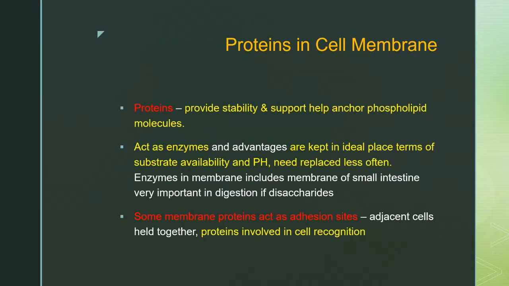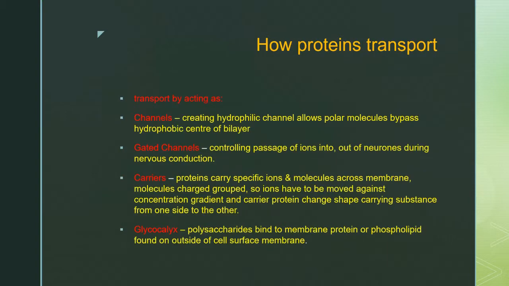Talking about proteins and cell membrane now. So proteins will provide stability and support each other, anchoring the phospholipid molecules. Proteins will act as enzymes, and the advantage of this is that they are kept in the ideal place in terms of substrate availability and pH, needing to be replaced often. If you go watch our enzymes video, then you'll be able to know this in more depth. The enzymes in the membrane will include those in the membrane of the small intestine, which is very important in digestion of disaccharides. Some membrane proteins will act as adhesion sites, as the adjacent cells will be held together, and the proteins are involved in cell recognition.